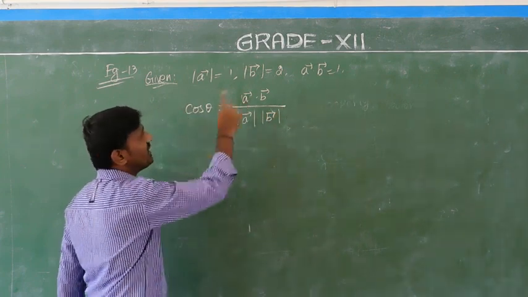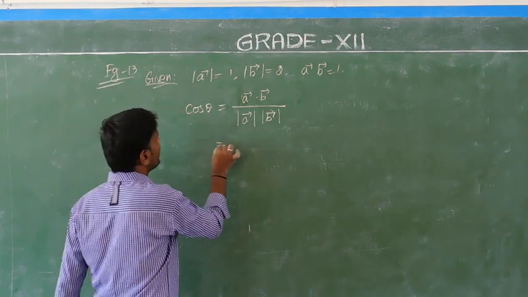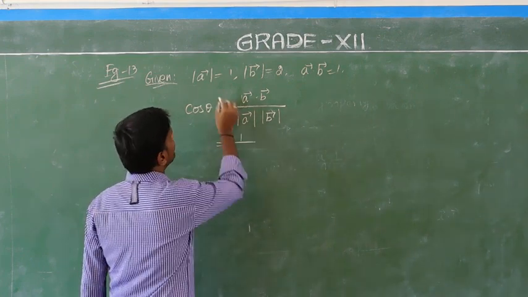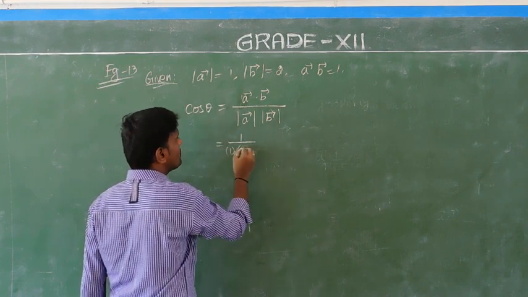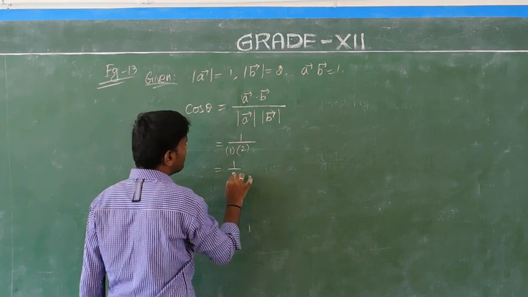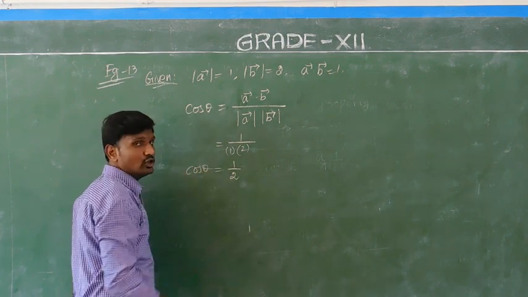Okay. So already they gave a dot b. What is the value of a dot b? 1, by modulus of a. The modulus of a is 1 and modulus of b is 2. So multiply to get 1 by 2. So cos theta is equal to 1 by 2.